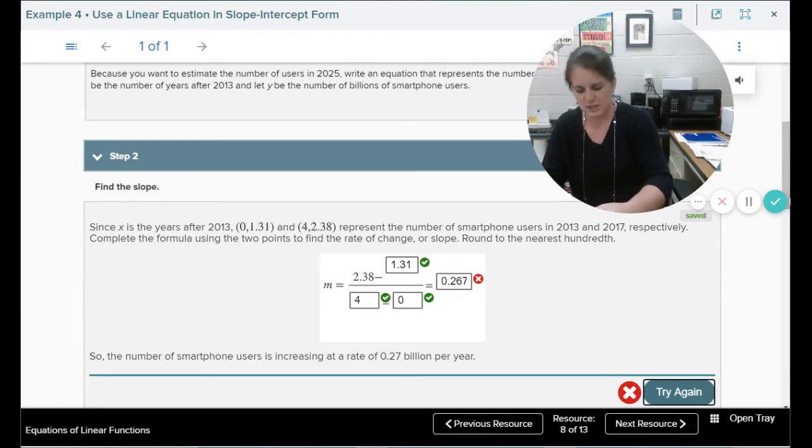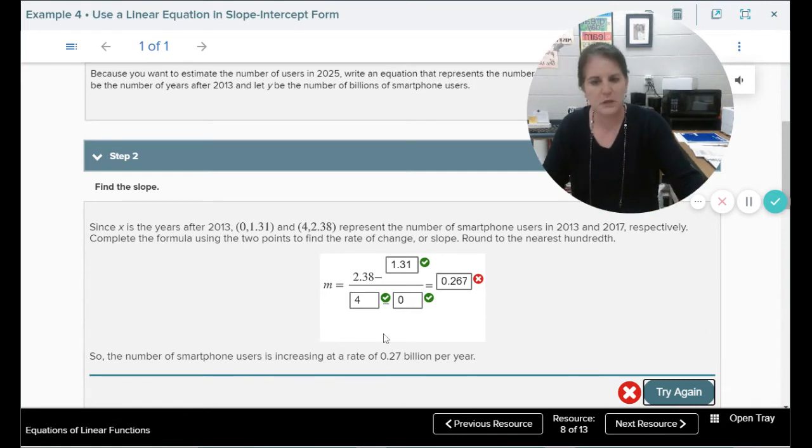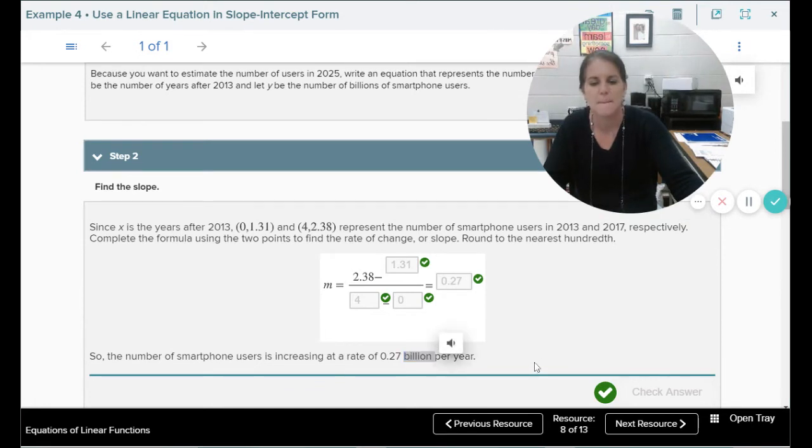So let me subtract again. 2.38 minus 1.31 is 1.07. Divide that by 4, and I got 0.2675 again. Guess they wanted us to round. Oh, got to read the directions. Round to the nearest hundredth. Go figure. Now let's check our answer. So it's 0.27. So the number of smartphone users is increasing at a rate of 0.27 billion per year.